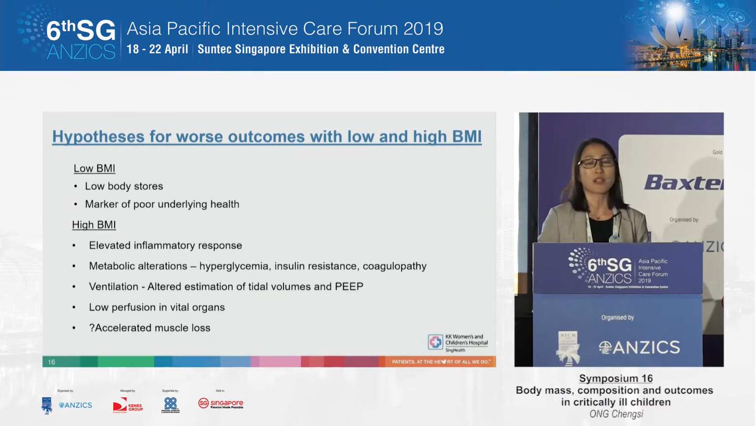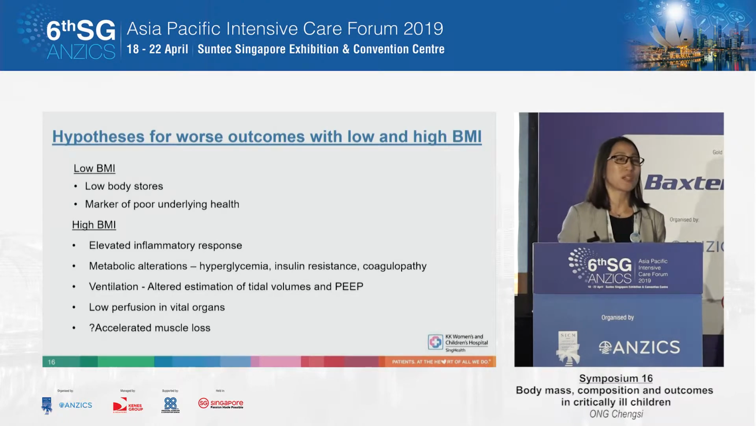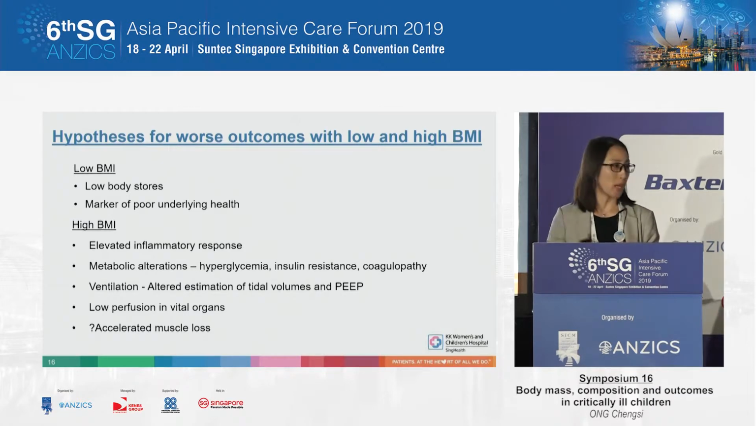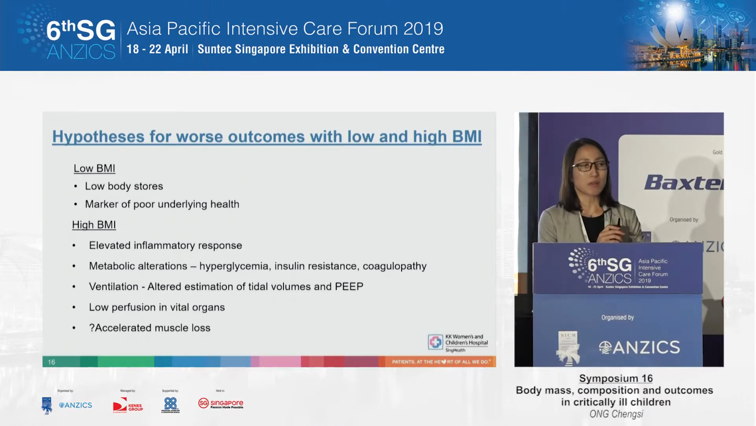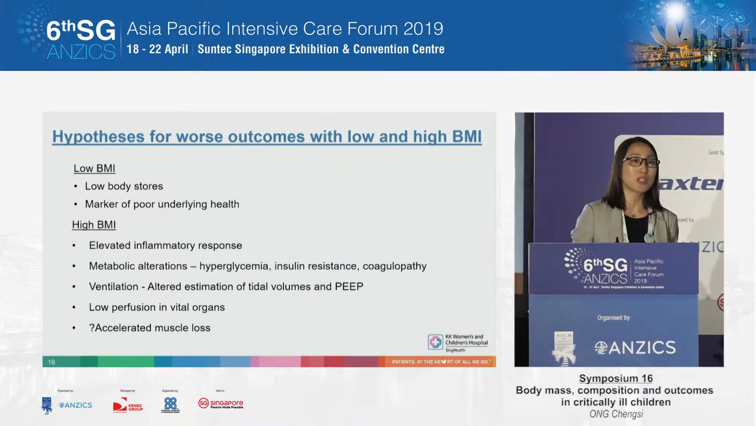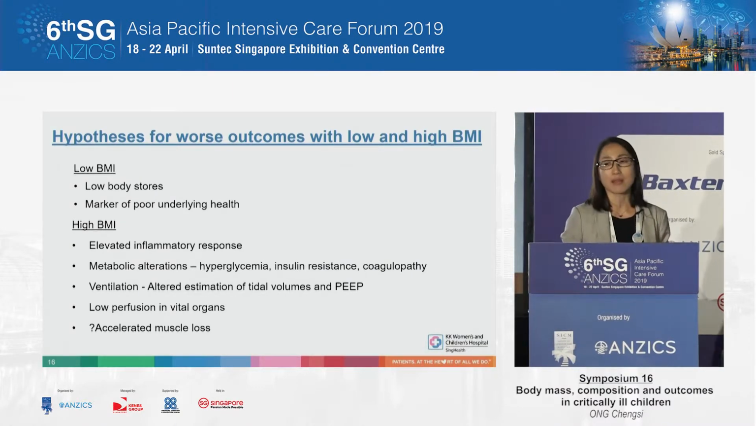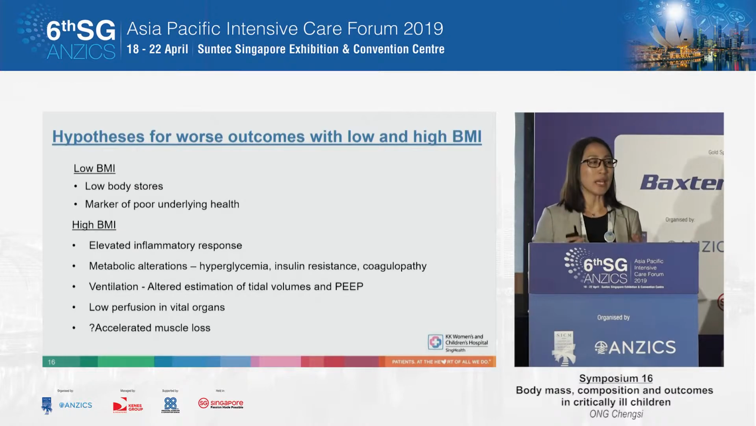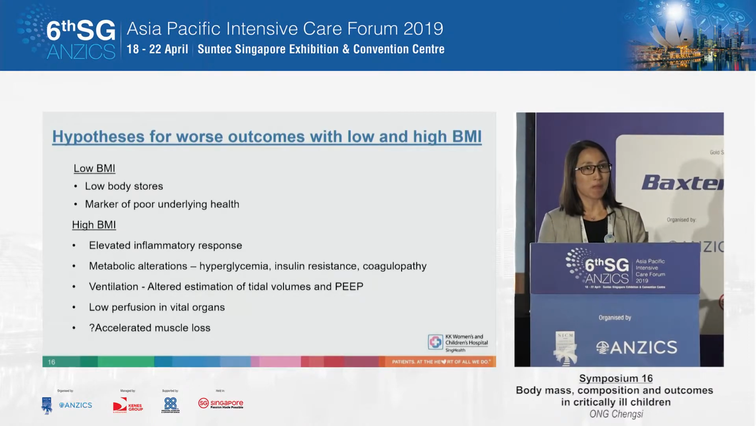So if they have certain conditions that are associated with malnutrition, they may also be at greater risk of poorer outcomes when they're admitted into the ICU. And what about the high BMI groups? When you think of high BMI, you think of adipose tissue or fat. And adipose tissue tends to be pro-inflammatory, and can possibly increase the inflammatory response that is seen during critical illness.